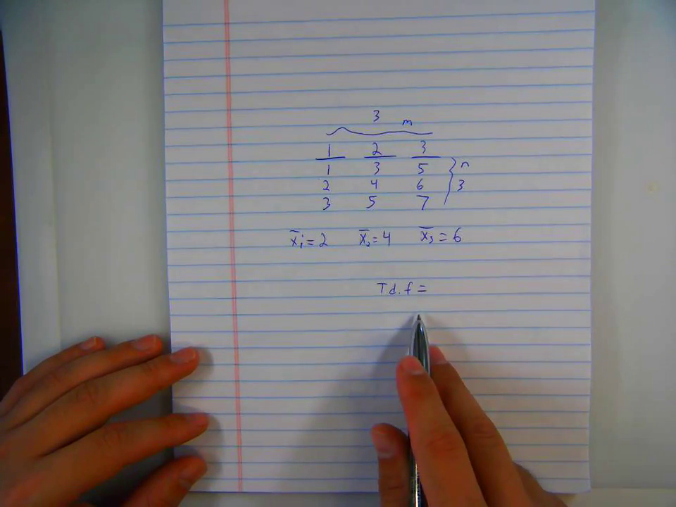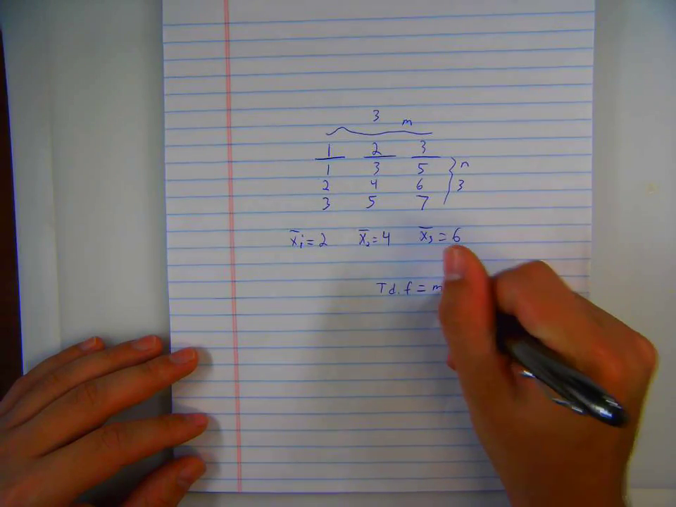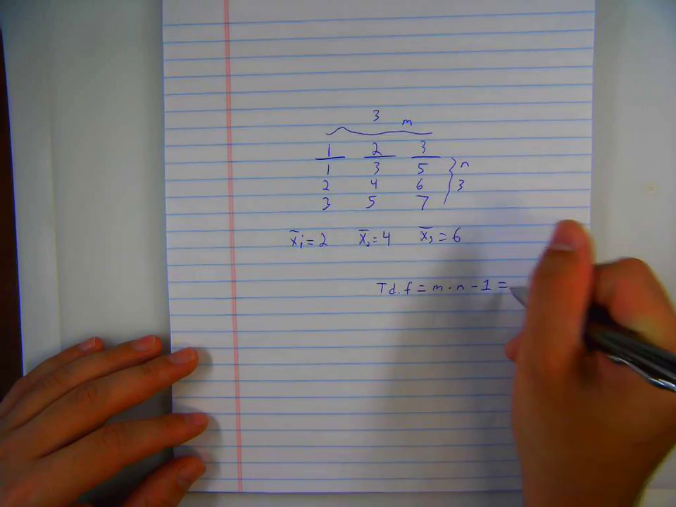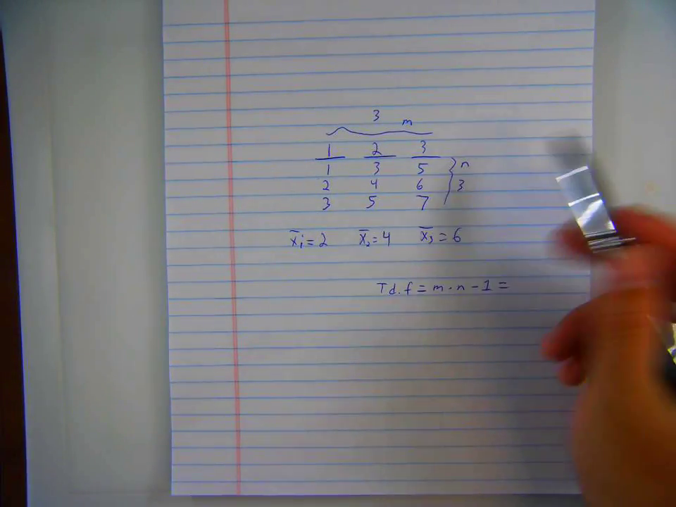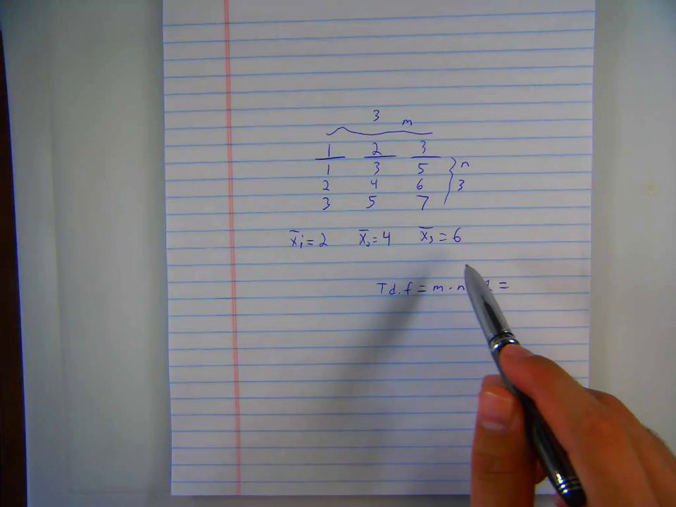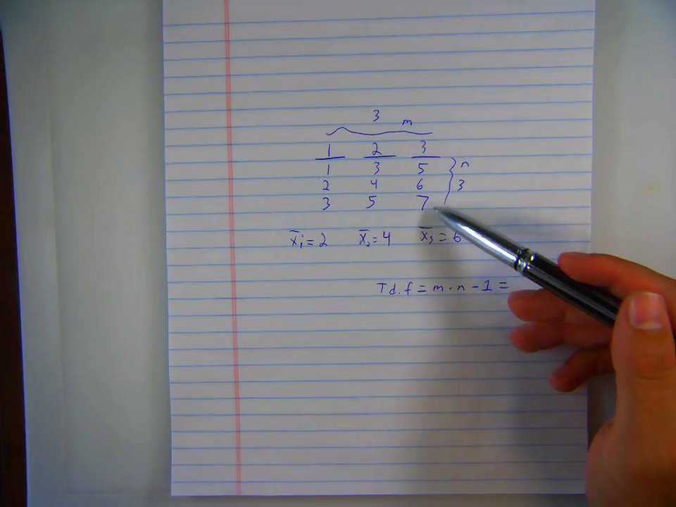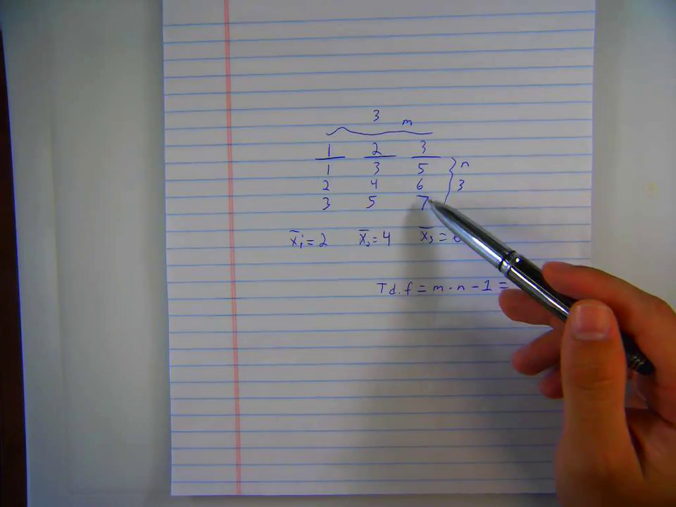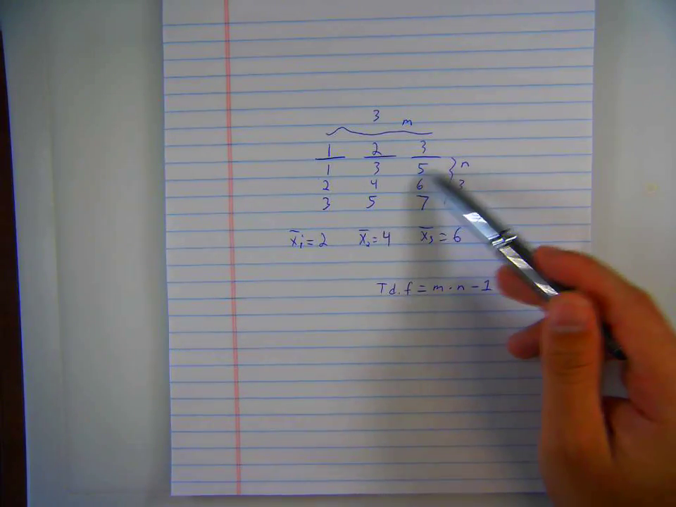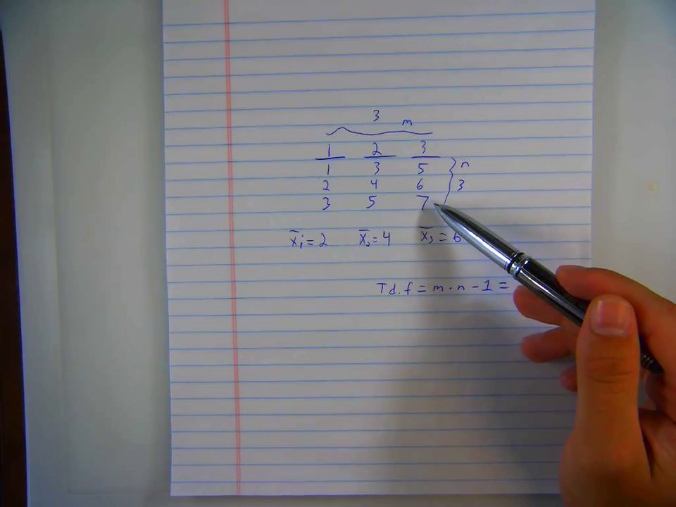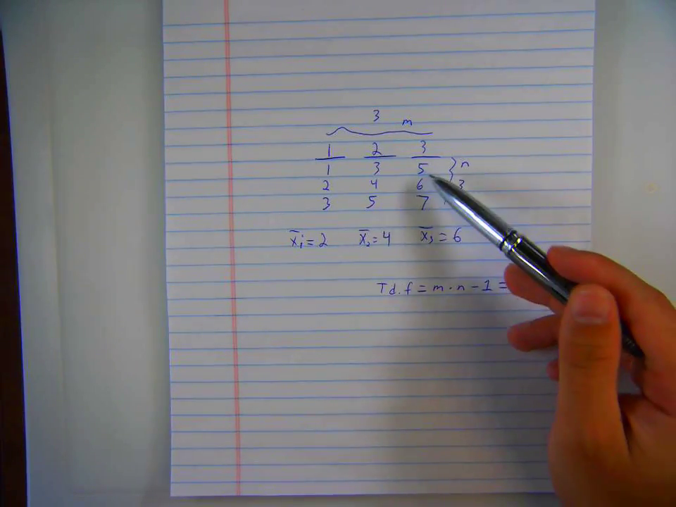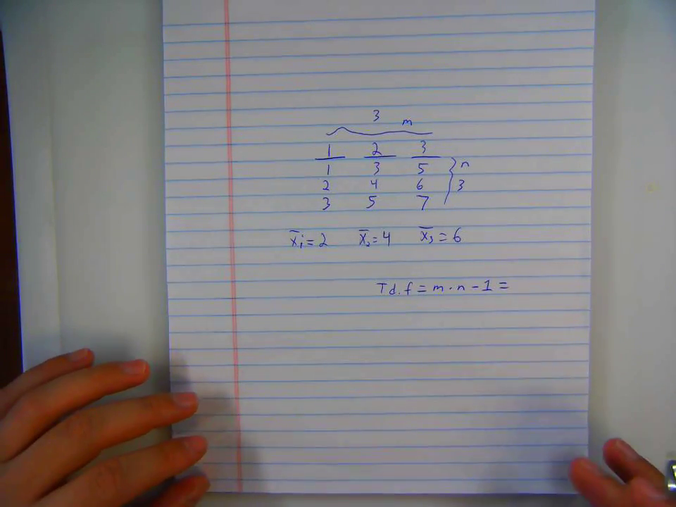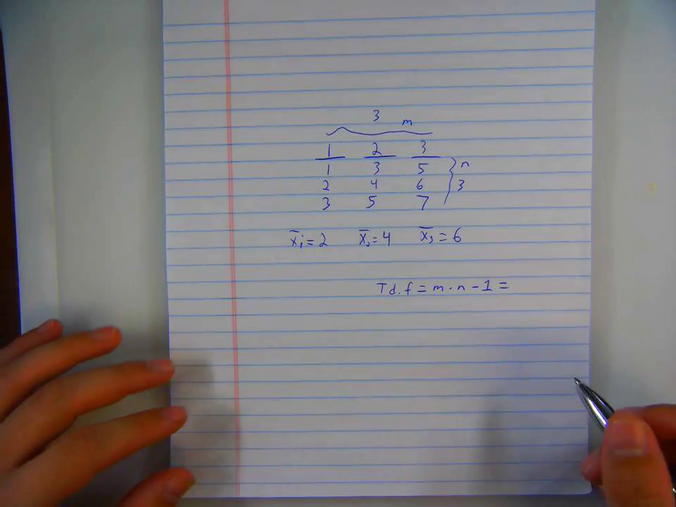To calculate the total degrees of freedom, we're just going to take M times N minus 1. Now we subtract 1 because as long as you know the mean of any particular group, you can calculate one of these data points with the other data points. So as long as you had the mean again, you could take away this 5, and as long as you knew what 6 and 7 were, you could figure out what this is. So you don't really need that in terms of total freedom for the analysis of variance or the formula itself.